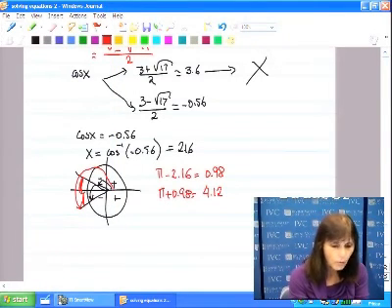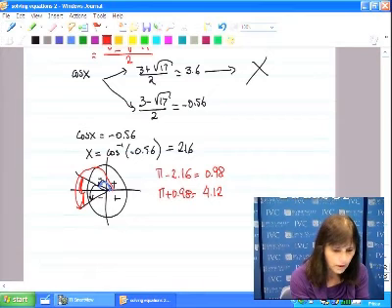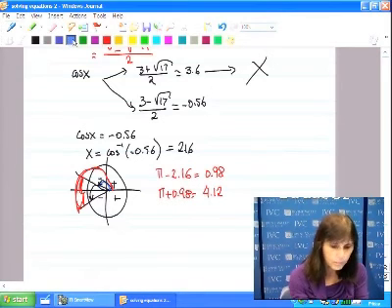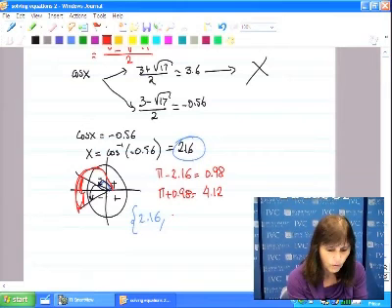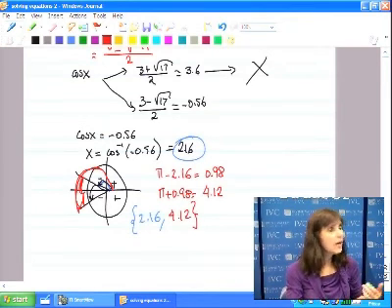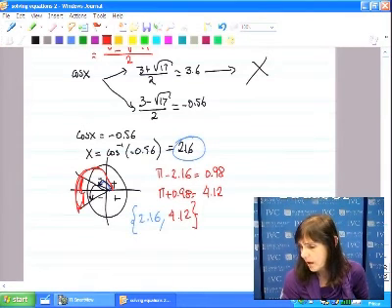All right, so what is my angle? The first one, this guy, and the second one, this guy. So the blue one, 2.16. The red one, 4.12. And since they want me to stay within one revolution, that will be my answer.